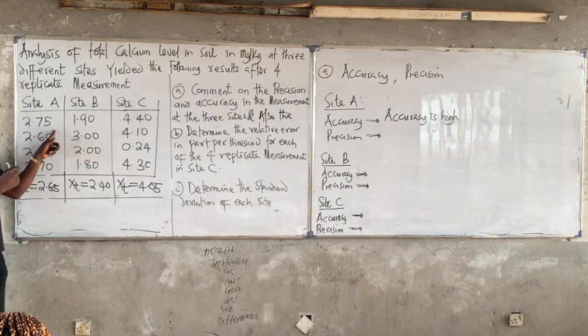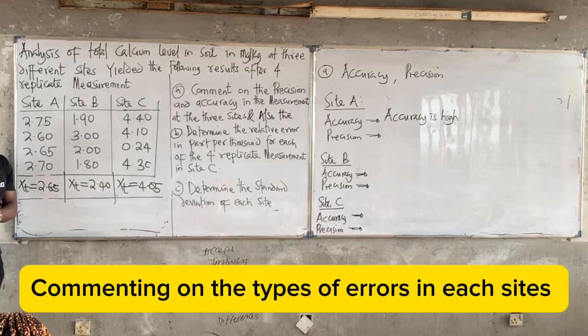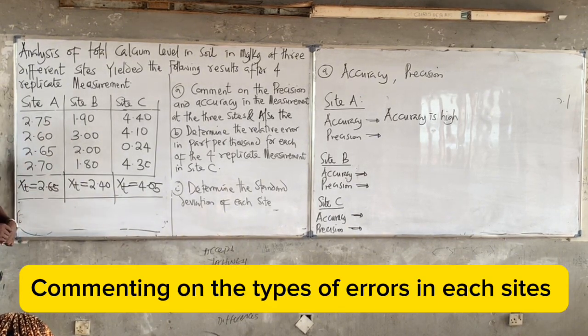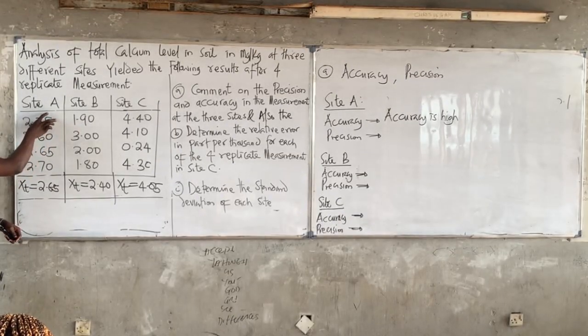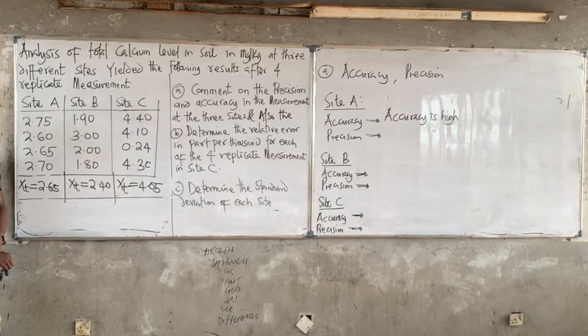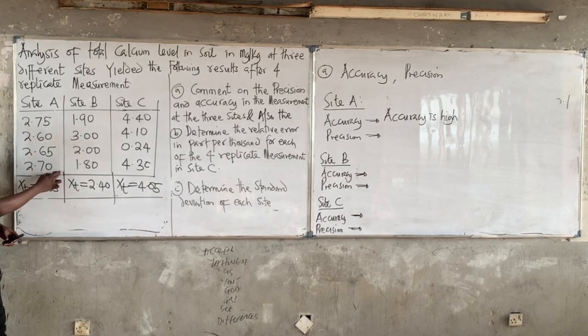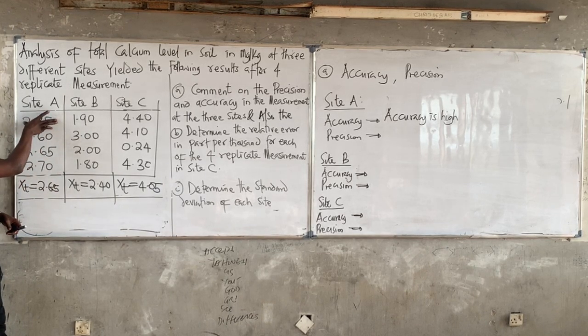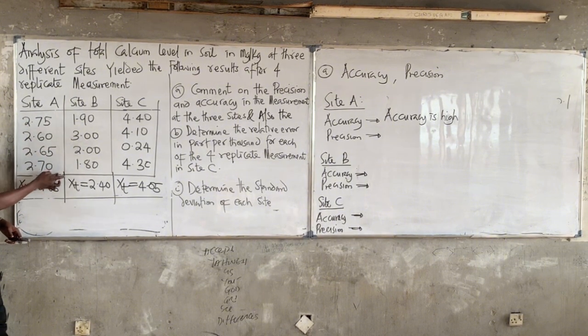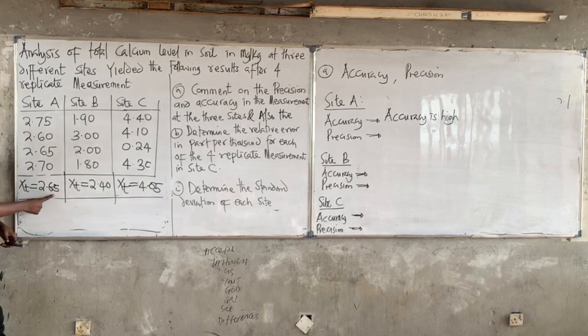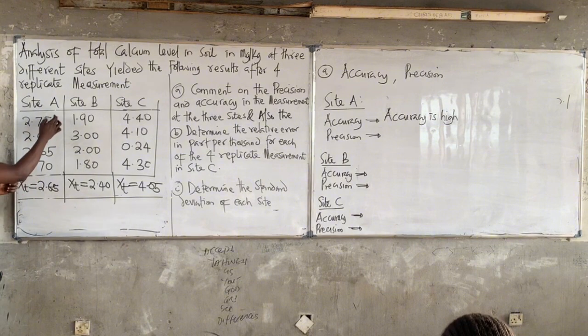There is one other question they did not ask us here, which I want to put down here. I'm not going to write, but listen. What if they had asked us to comment on the type of error that is possible in this site? It would be determinate error. Why? Because the measured values are close to each other, and then close to what? The true value. So this is determinate error because these are close to the true value. But they don't ask us for that, so we just focus on the accuracy.